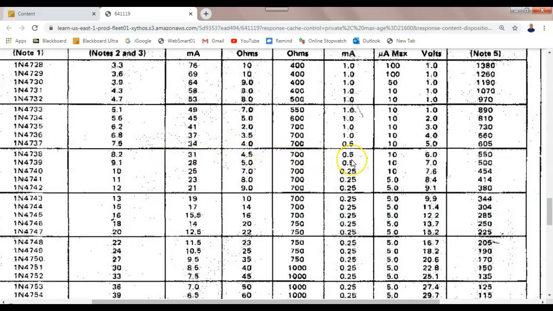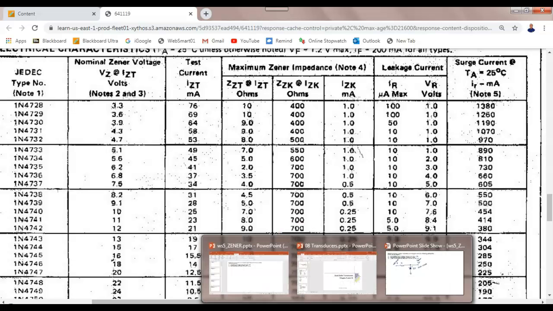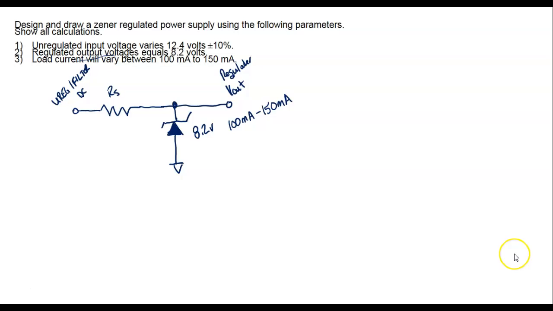For IZK, you can't see it on the data sheet. IZK is 500 micrograms, right? Okay, so far. So you'll need to write that information down, probably on your worksheet. So we know this is 8 volts plus or minus 10%, and we know IZK is equal to 500 micrograms.